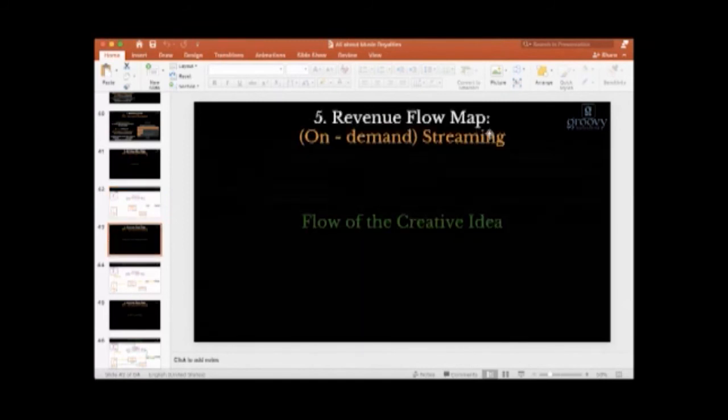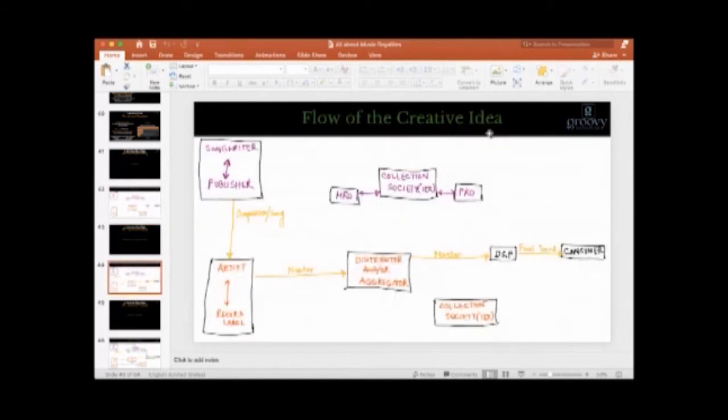Let's talk about the flow of the creative idea. So in a sense, the songwriter, along maybe with a publisher, gives the composition of the song to an artist or record label to record, which then produces a master, which then goes on to the distributor, who then distributes that master to the DSP, and the DSP provides the final track to the consumer, something which the consumer sees on Spotify, for example.